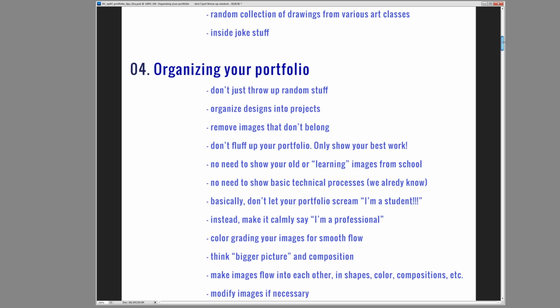Spend some time to put your portfolio together. Don't make it a random thing and expect us to figure everything out for you. You have to be proactive in making your portfolio look nice.